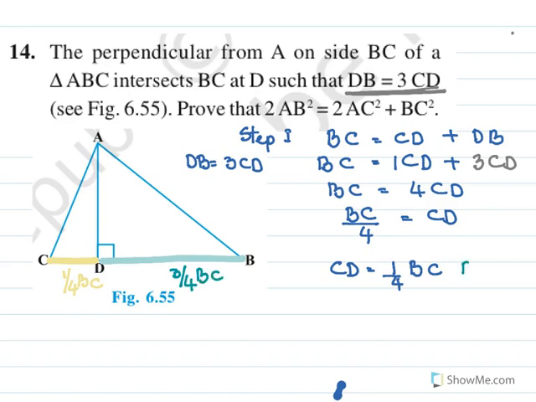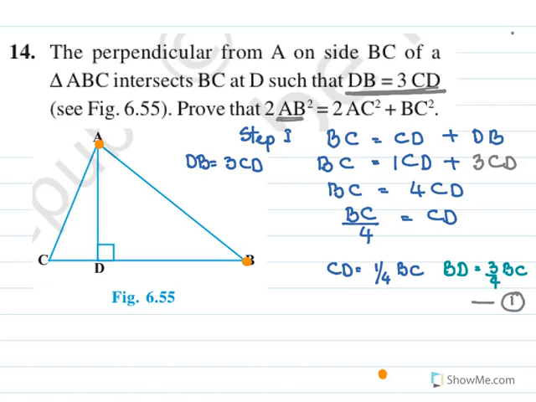So here for BD, I'm going to write 3/4 of BC. 1/4 plus 3/4 becomes 1. So I'll write this as equation 1. Now we go to the second step. We need to find AB square. So let's go and see where is AB. So here is A and here is B. So to find AB, we need to use the triangle ABD.